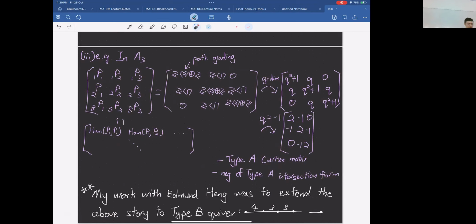So what did I do? My work with Edmund, so he's in France now in IHES. So my work with him was to extend the above, what we mentioned just now, the story to type B quiver. So what's the type B? What's the difference here? The type A quiver will have three labels on all the edges, but here we have an extra 4 here. So basically what we do is we replace the homomorphism in this region here to a 2-dimension. And then we work out the algebra.